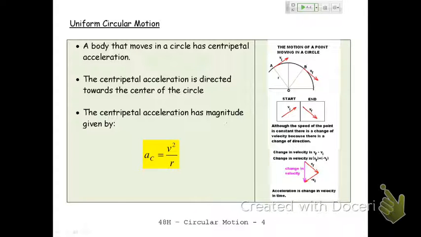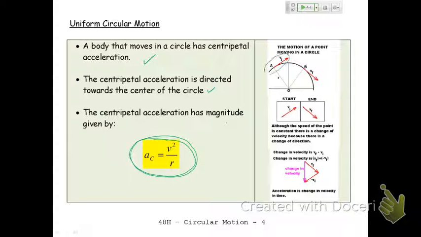So, a body that moves in a circle has a centripetal acceleration. Centripetal acceleration is directed towards the center of the circle. Centripetal acceleration has a magnitude. I do not prove this. I have no idea actually where this comes from. I've never really thought about it, though I will look it up this weekend. But I learned about this in my last science class. Oh, good. Okay.